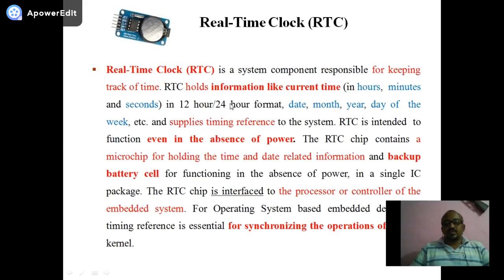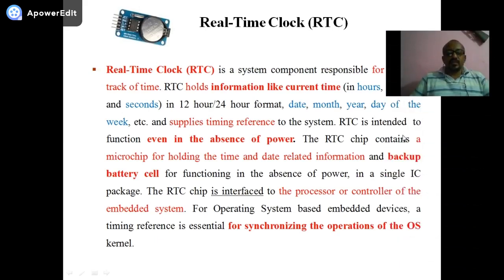Some embedded systems need the accurate day, date or month to be maintained. So even in the absence of the power supply, we have to keep track of and update all these parameters. In such cases, this RTC helps in synchronizing the operation of the kernel. This RTC is used as a single IC package.